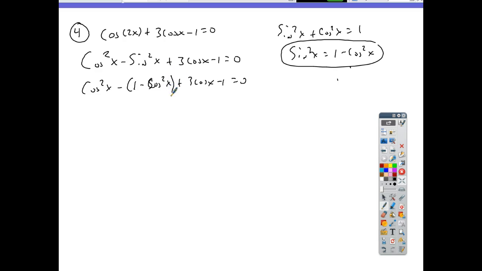Now what? Back to the top. Any doubles? No. Any half angles? No. Change everything to sine and cosine. Did that a long time ago. What else is next? Do good algebra. How do I do algebra on this?